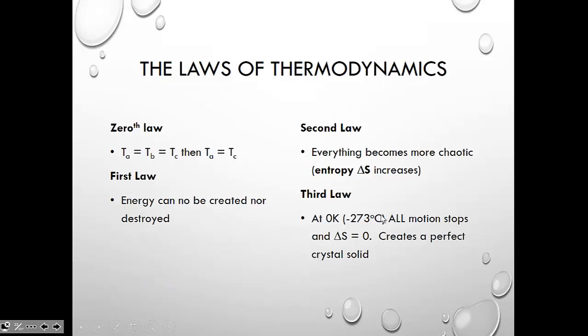The second law of thermodynamics is that everything moves towards chaos. Everything becomes more chaotic over time. Another word for chaos is entropy. We denote entropy with the variable S.